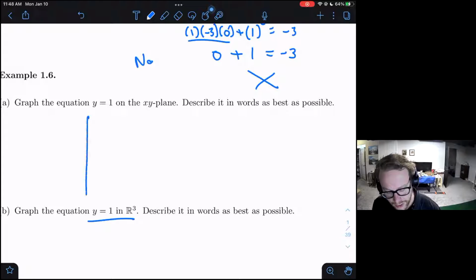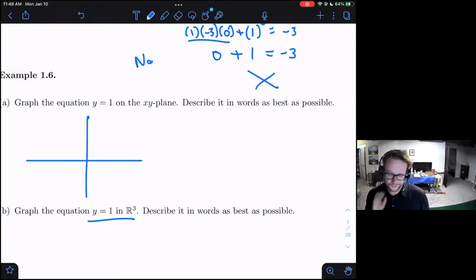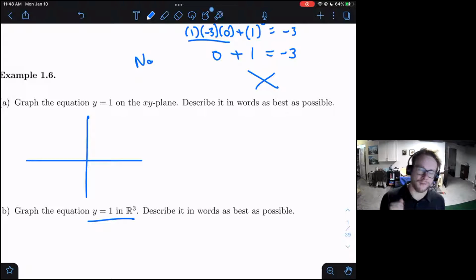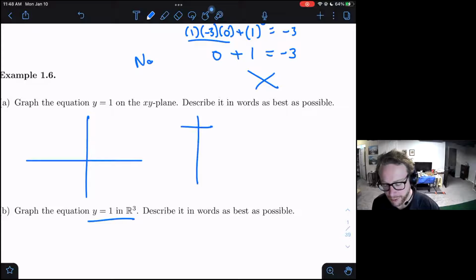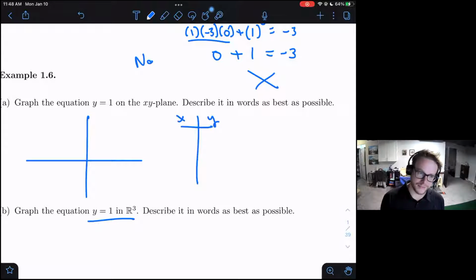I'm going to introduce this in one way to think about it. Back when you first graphed y equals 1 for the very first time, a long time ago in your first algebra class or so, you would probably make a table, right? You would have X's and Y's, and you'd plug different X values into your equation, and you would see what Y would become.